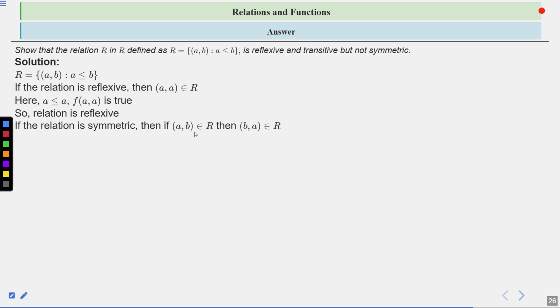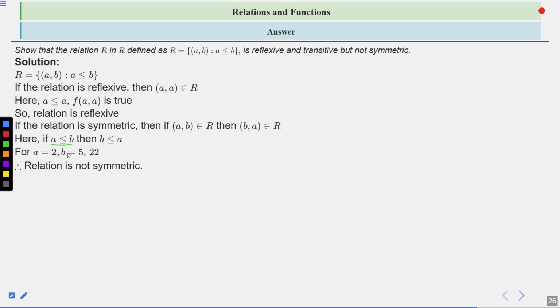If the relation is symmetric, then if you start with any pair belonging to R, we need to show that (b, a) also belongs to R. So if this pair belongs to R, meaning a is less than or equal to b, then b is less than or equal to a. Is it always true? So if you pick a as 2, b as 5, we can easily observe that 2 is less than or equal to 5, but 5 is not less than or equal to 2, so not symmetric.